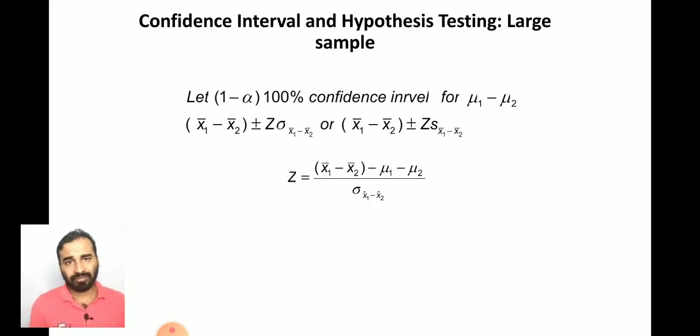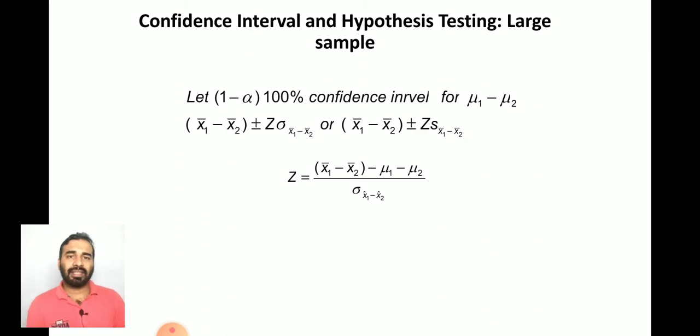Now we have got everything. So what will be the confidence interval here? The 1 minus alpha into 100% confidence interval for mu1 minus mu2 will be x bar 1 minus x bar 2 plus or minus z into the standard deviation. It's basically x bar plus or minus z into standard deviation, but here it is not the mean but the mean difference. So x bar 1 minus x bar 2 plus or minus the z value into the standard deviation of x bar 1 minus x bar 2.